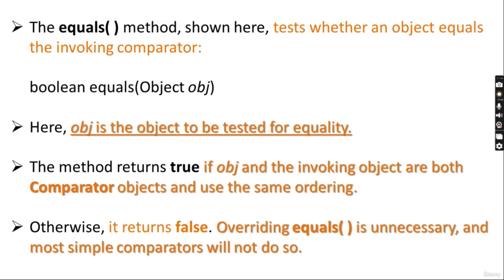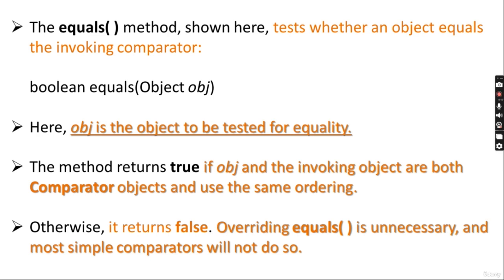The equals method is the second method. It tests whether an object equals the invoking comparator. The signature is boolean equals(Object obj), where obj is the object to be tested for equality. The method returns true if the object and the invoking object are both comparator objects and use the same order. Otherwise, it returns false. Overriding equals is unnecessary and most simple comparators will not do so.